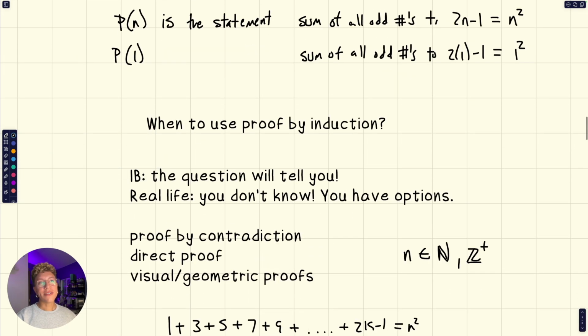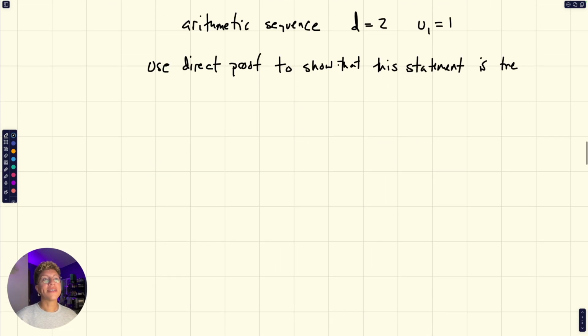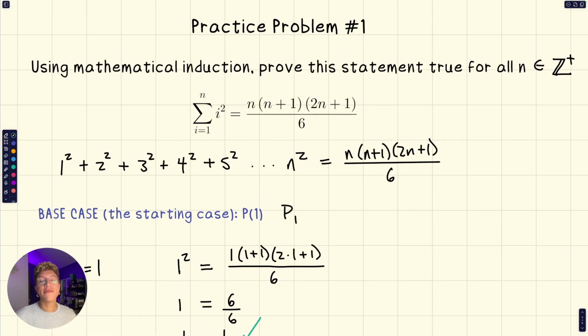When do we know to use induction? In IB, they'll tell you to use it, so you don't even have to worry about that. In real life, you try to use different methods depending on the type of math that you're trying to prove. And then that brought us down to our practice problem. On our practice problem, we try to prove that the sum of all the squares up to the nth square is equal to this formula, n times n plus 1 times 2n plus 1 over 6.